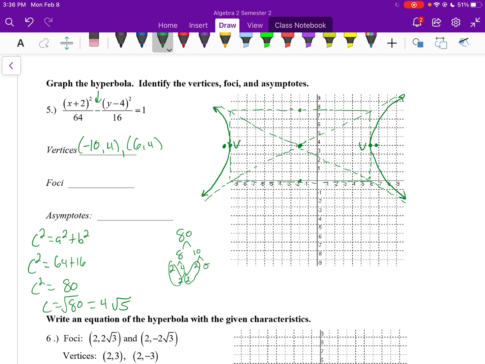So we're going to add and subtract to that x coordinate of the center. We went from -2 and added that 4 root 5, and the y coordinate did not change. We went from -2 and subtracted that 4 root 5, and the y coordinate did not change. So there are the points for our foci.